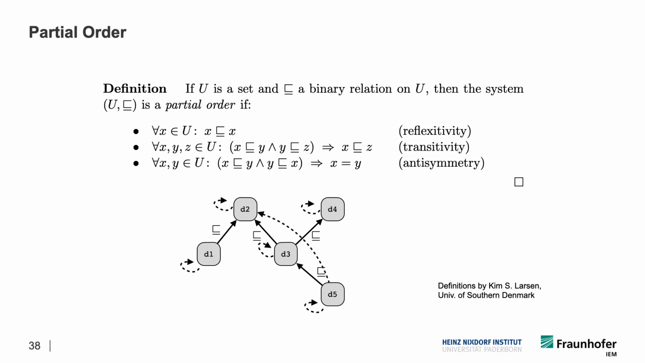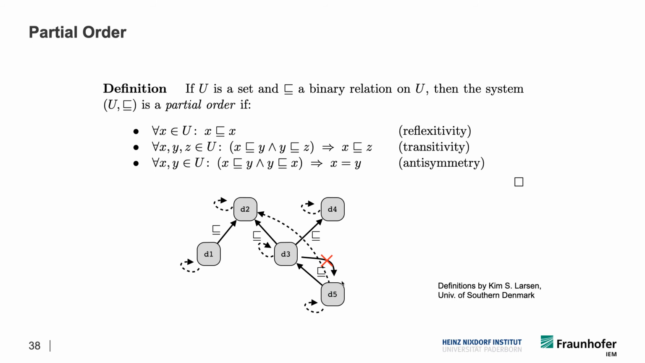Then we also have transitivity. So that means if we have such an ordering between D5 and D3 and D3 and D2, for instance, then implicitly we have this ordering edge as well. So D2 is also in the order with D5. And then we have anti-symmetry. So that means if you have an ordering, for instance, between D5 and D3 that's pointing in this direction, you are not allowed to also have an ordering in the other direction. Okay, that's a partial order.